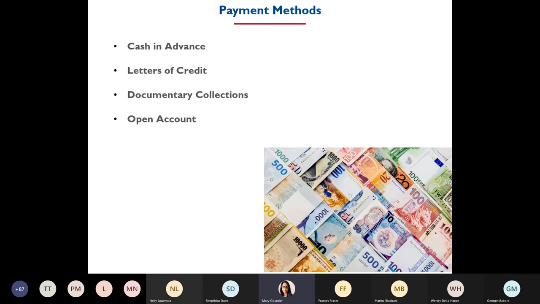The last payment method is an open account, and this is usually for companies that are part of a bigger group. So it's in-house accounts.